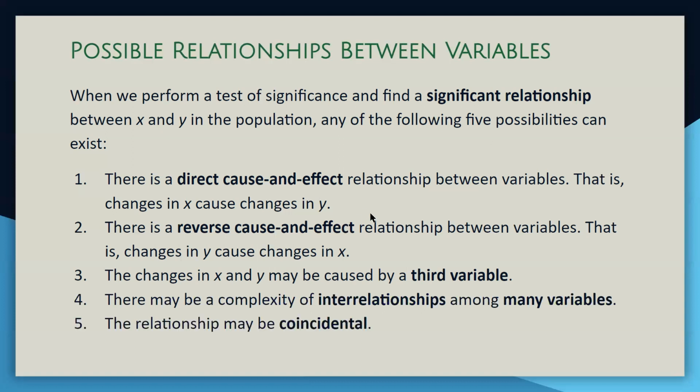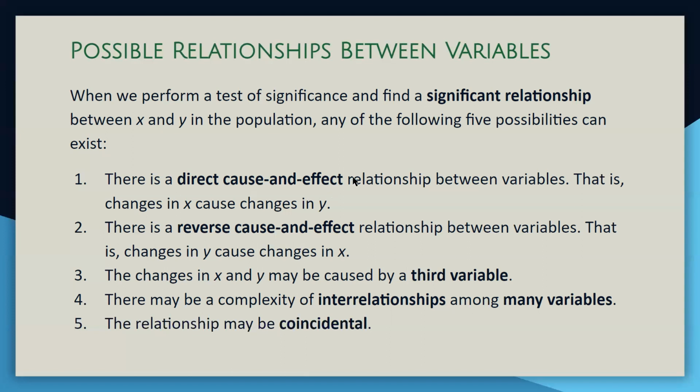And then the last one is that relationship that we see in data could be completely coincidental, meaning there's no practical relationship between variable X and variable Y in the real world. They just coincidentally happen to change in the same direction together.